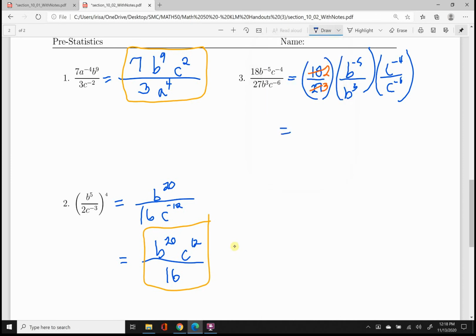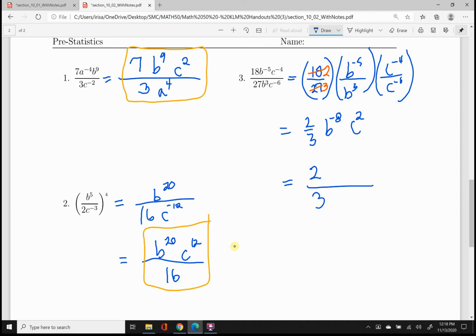So that'll be 2/3 times b to the, what's a negative 5 minus 3? That'll be negative 8. And c to the negative 4 minus a negative 6. So negative 4 minus a negative 6 is the same as negative 4 plus 6, so that's a positive 2. Okay, so we already have a fraction established here.